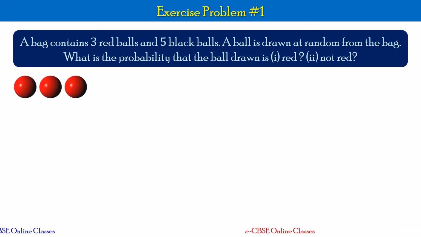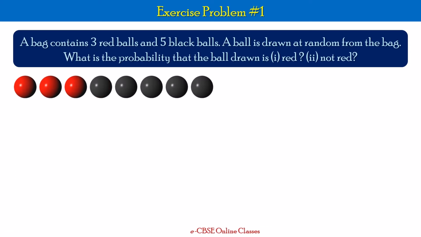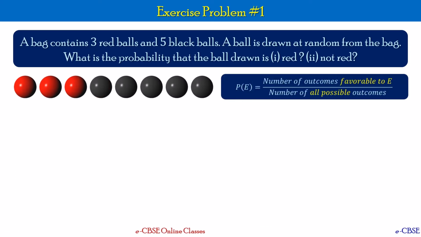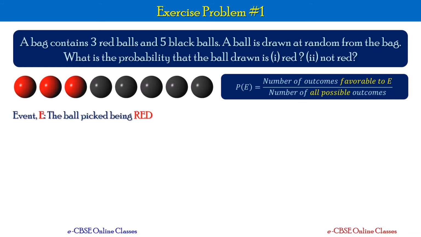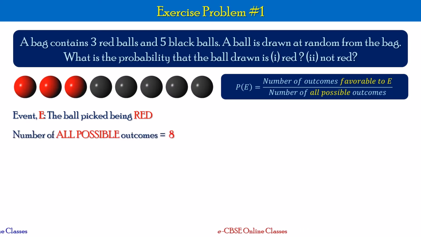So there are 3 red balls and 5 black balls. Let's remember the formula of theoretical probability. P of E is equal to number of outcomes favorable to E divided by number of all possible outcomes. Okay, notice the keywords highlighted in yellow font here. So here the event E is the ball picked being red, correct? Now, what are all the possible outcomes? There are 8 balls, right? When you randomly pick one single ball, there are 8 possibilities. So, number of all possible outcomes is equal to 8. So, my denominator is 8.